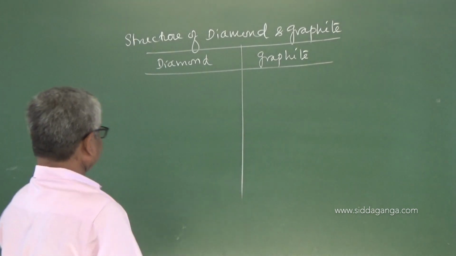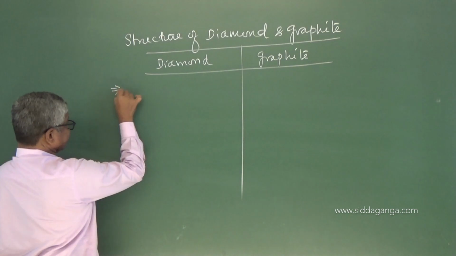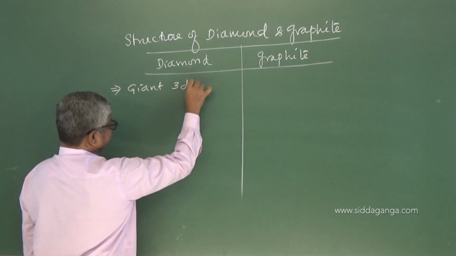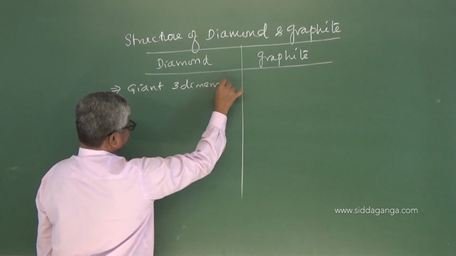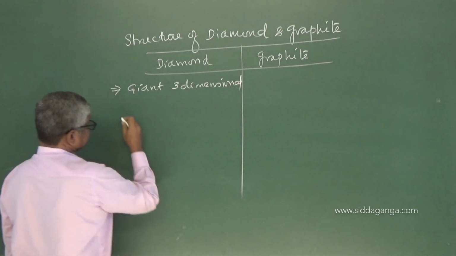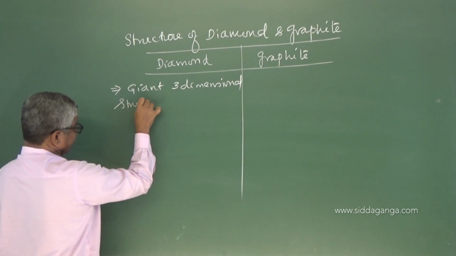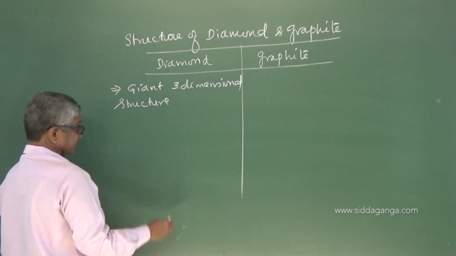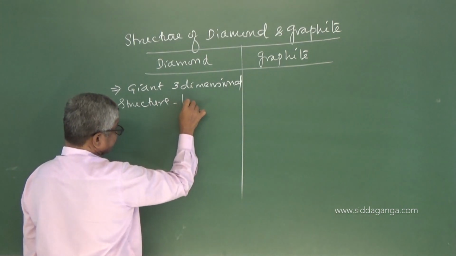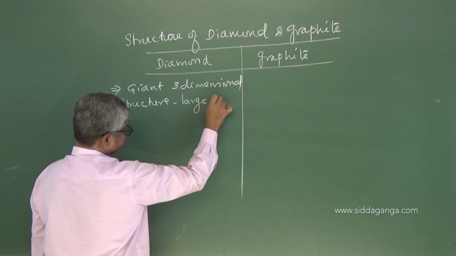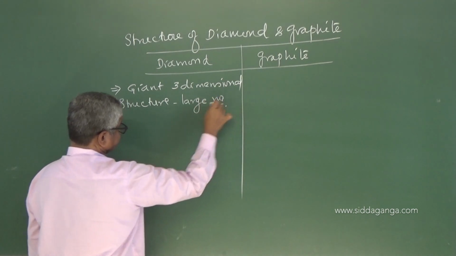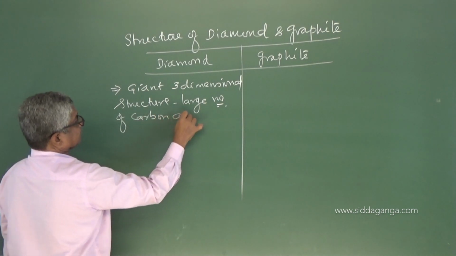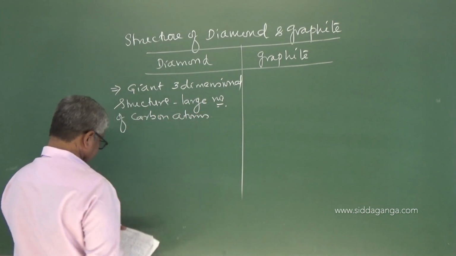Diamond means it is a giant three-dimensional structure with a large number of carbon atoms.